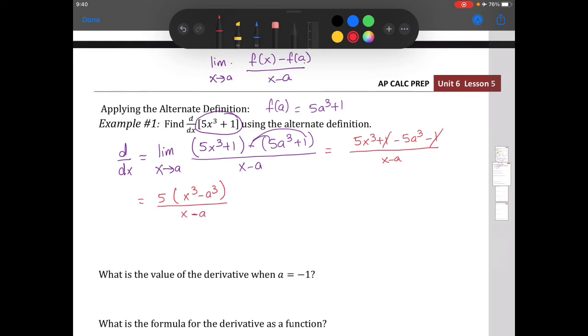What is x cubed minus a cubed? Isn't that a difference of two cubes? So I'm going to write that down here. a cubed minus b cubed, that's what it is. You use the SOAP. a minus b, and then it's a squared plus ab plus b squared. That's what it is. So I'm going to factor this part, and I'm going to write it in terms of this.